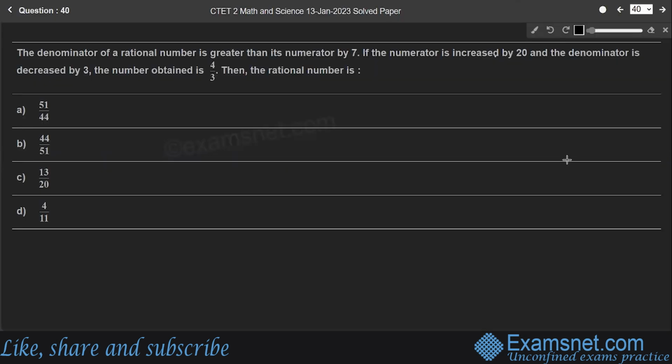Question 40. The denominator of a rational number is greater than its numerator by 7. If the numerator is increased by 20 and the denominator is decreased by 3, the number obtained is 4 by 3. Then the rational number is... So, a rational number is nothing but a number which can be written in the form p by q, which has a numerator and denominator, where q is not equal to 0 and p and q belong to the set of integers. Such numbers are called rational numbers.